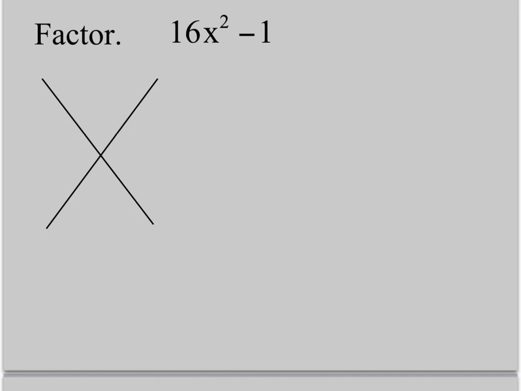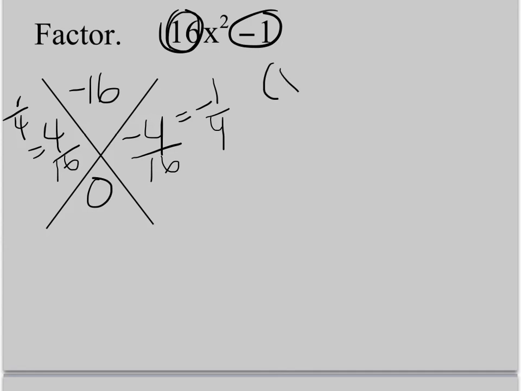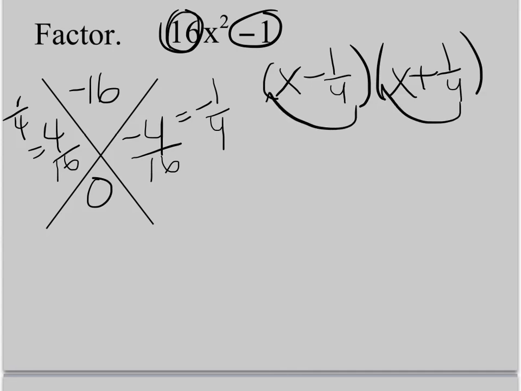So for this problem, again, there's nothing I can factor out of both. So a times c is negative 16, and b is 0 because there is no x by itself. Our two numbers are going to be 4 and negative 4. Don't forget to divide by the a and reduce. The left becomes 1/4. The right becomes negative 1/4. So we get x minus 1/4 and x plus 1/4, and then bottoms up. So we get 4x minus 1 and 4x plus 1.